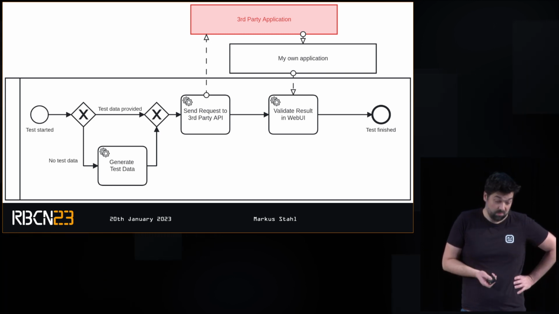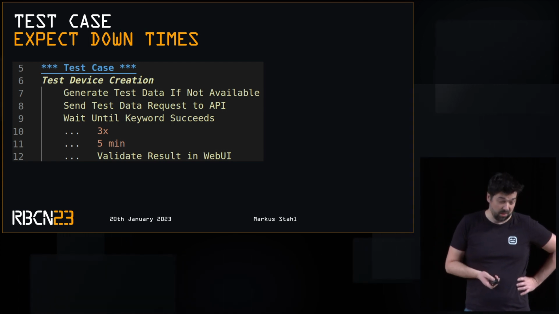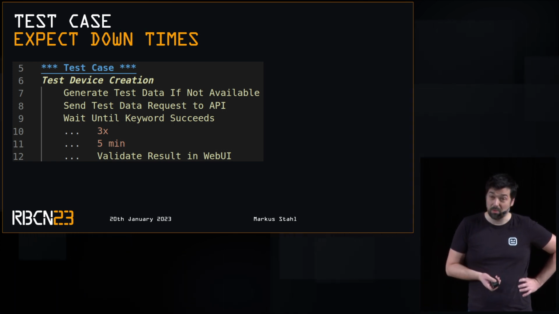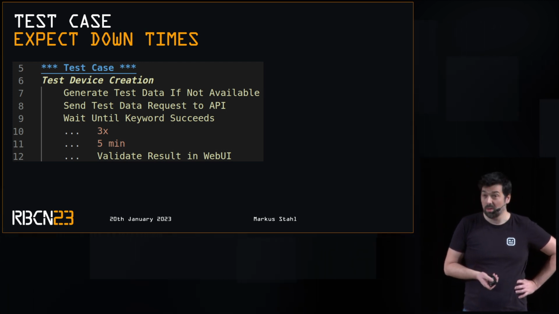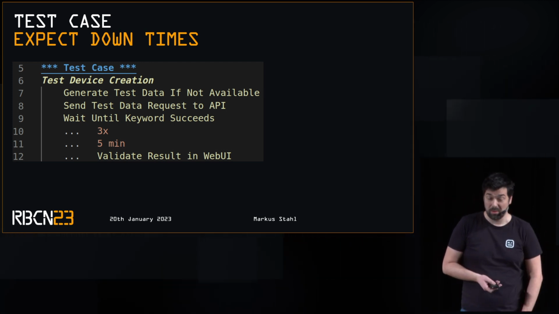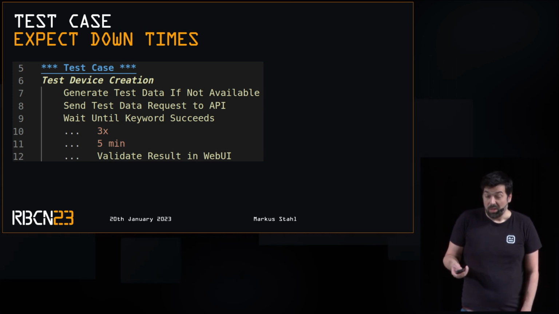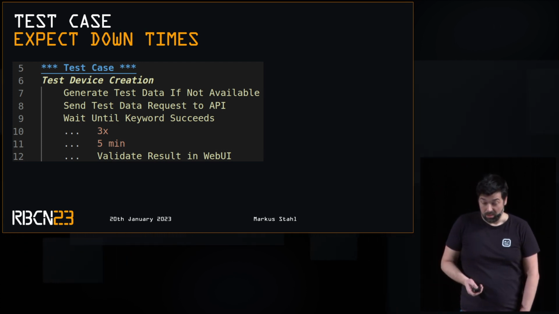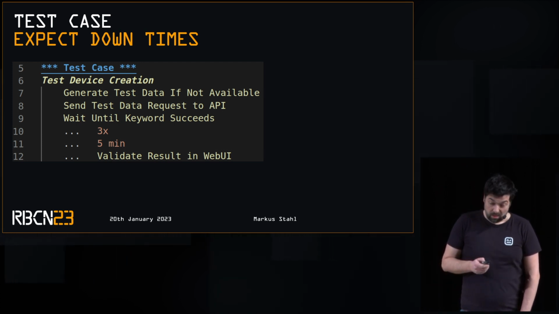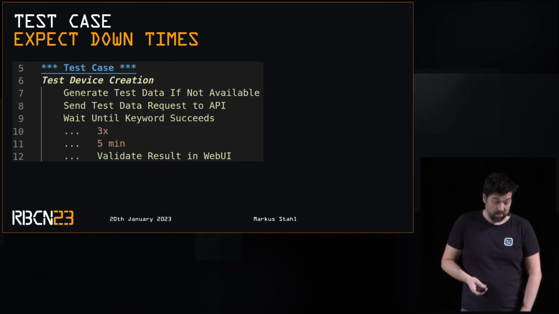Now, you could do it like this, try a couple of times, but how often? 3 times, 5 times, and wait for 5 minutes in between, or more often. And what if this system would be available after 60 minutes? You wouldn't succeed in this case. And of course, this looks ugly as well. So now you have a more complicated test case. That's not nice to read.